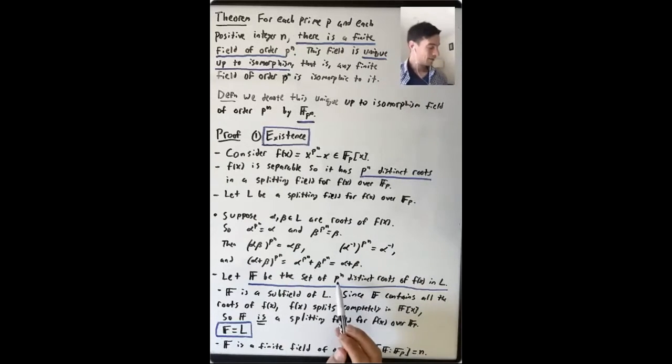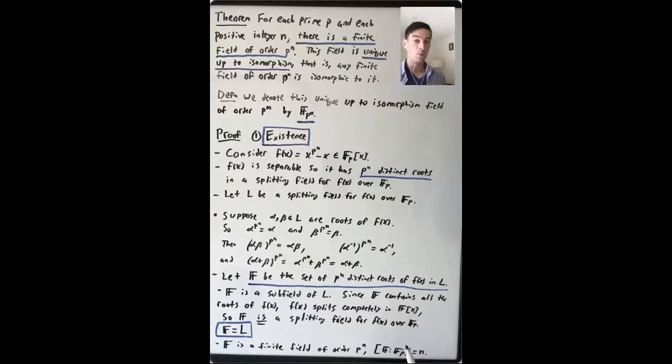So we have this subfield of L of order p to the n, and it contains all of the roots of f(x). So what does that mean? f(x), well, we know it splits completely in L[x], but it already splits completely in this F[x].